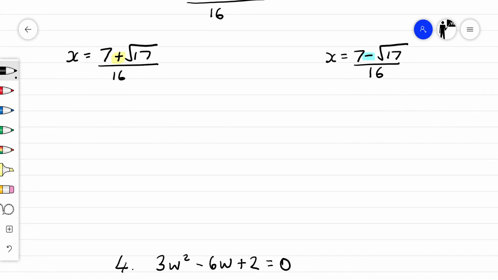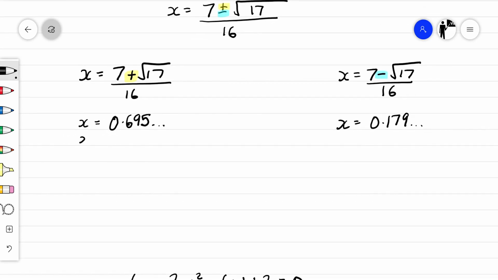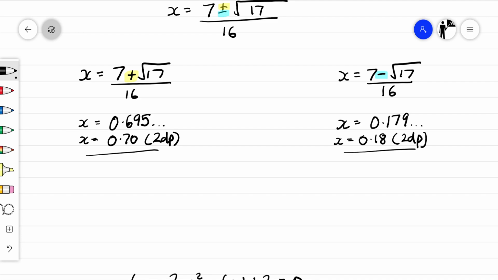Okay, so now it's just a case of putting in what you see exactly as you see it into your calculator. So we've got 7 plus root 17 over 16, and that is 0.695. And similarly over here, we're going to do 7 minus root 17 over 16, which is 0.179, and so on. The question originally asked us to do it to 2 decimal places, so that's going to become x equals 0.70 to 2 decimal places, and x equals 0.18 to 2 decimal places. You're always going to get two answers when you're doing the quadratic formula.